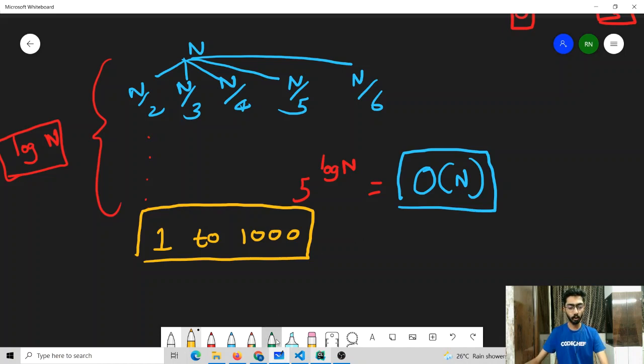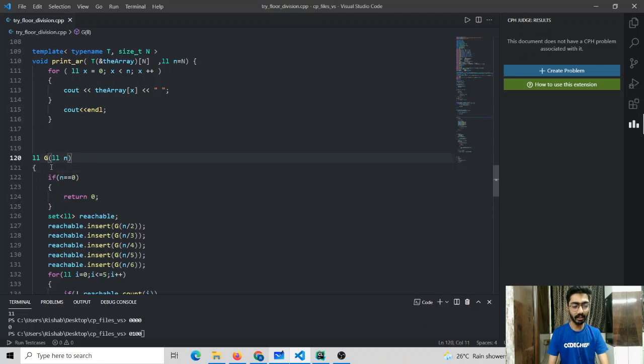So first we can write code where we generate the Grundy number for all the values from 1 to 1000. After that we'll look for a pattern. This is how we find the Grundy number for any state, where a state is represented as n. If this value is 0, it means that there is nothing left, so the Grundy number is 0. In other cases, we go to all the other states like n by 2, n by 3, n by 4, n by 5 and n by 6.